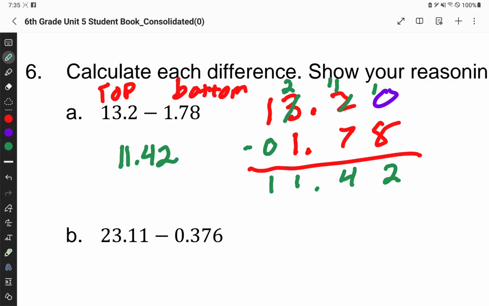Okay? So that is your lesson on multiplying decimals.